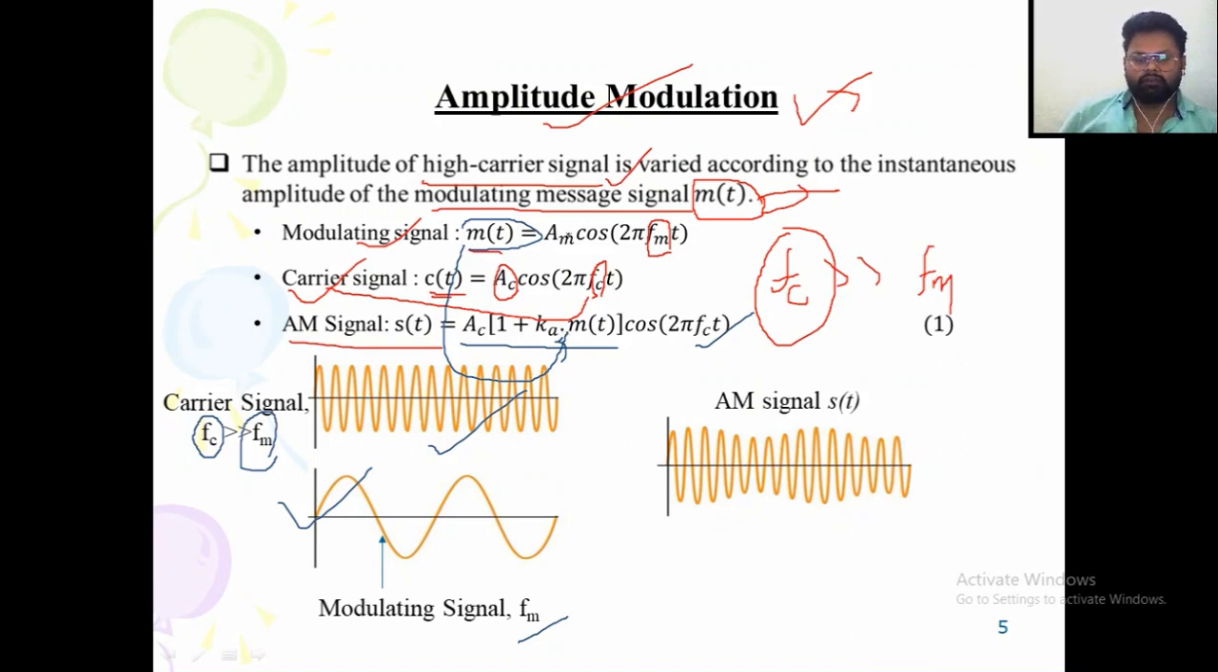as you can see here, the amplitude changes. At this state the amplitude will be zero. At this state, the amplitude is the maximum value of the modulating signal, and at this instant the amplitude of the carrier signal is also maximum. This one is the AM signal. That means the amplitude of the carrier signal is changing with respect to the message signal's amplitude variations.